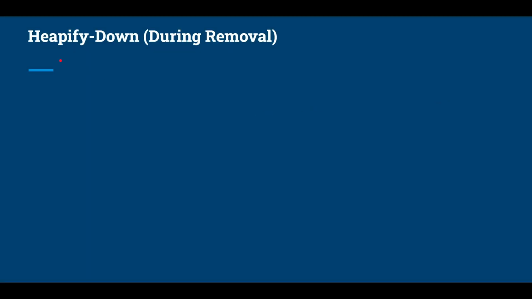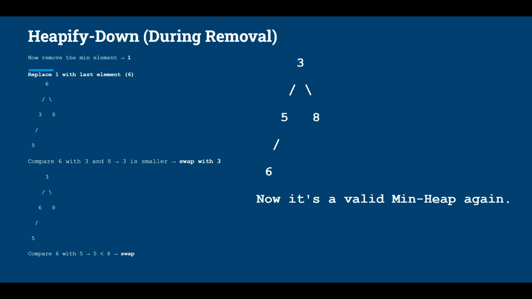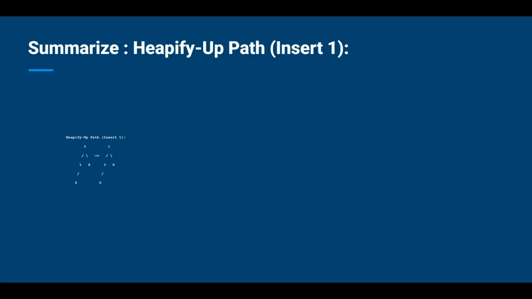When you are doing heapify down, meaning during removal, you just remove the element 1. What you need to do is replace the root element, 1, with the last element, that is 6. Now you have to compare with 3 and 8, which is the smaller one. 3 is smaller, so we keep 3 up and 6 will come down. Similarly we check with 5. You check 5 and 6, which is smaller. 5 is smaller, so 5 will be put up.